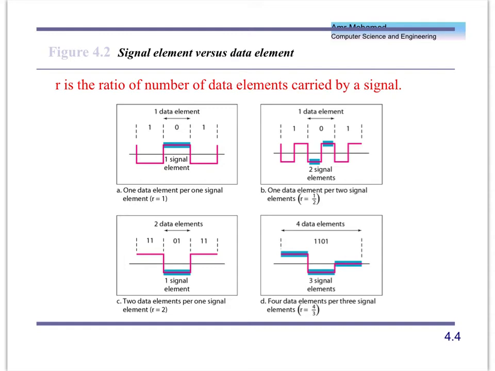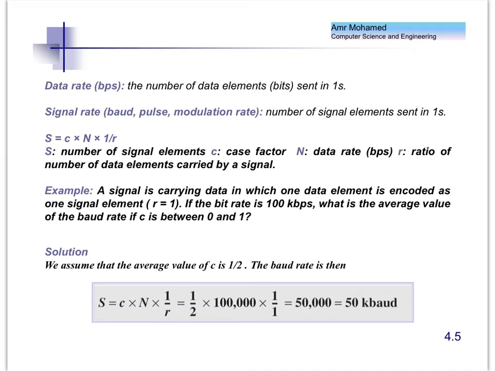So it's 4 over 3. Okay? Any question? So R here is the ratio between the data elements and the signal elements. Okay, so how do we characterize the line coding schemes?